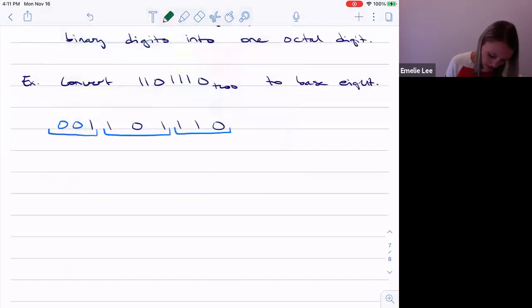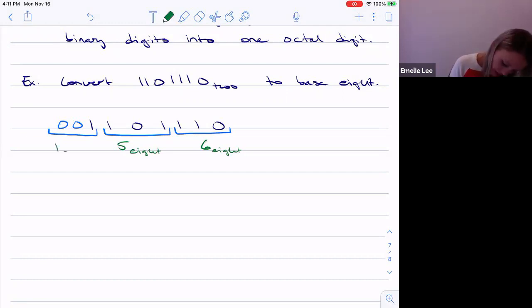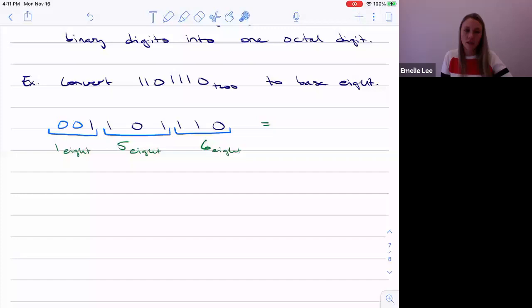So 110 base 2 is 6 base 8. 101 is 5 base 8. 001 is 1 base 8. So what we get in total, and there's nothing fancy going on here, is that we're listing the numbers as they appear. 156. So it's 156 base 8.